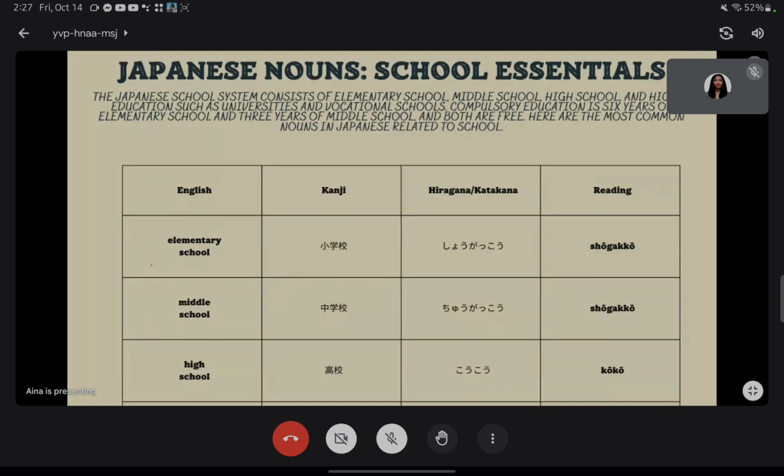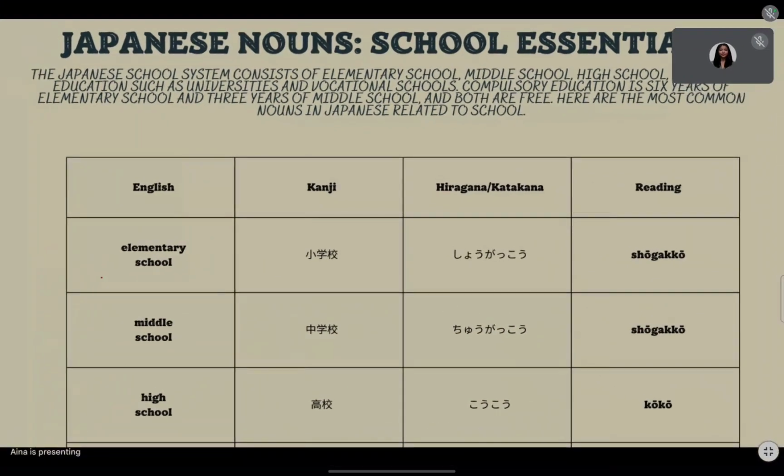For the school essentials. So the Japanese school system consists of elementary school, middle school, high school, and higher education such as university and vocational school. Compulsory education is 6 years of the elementary school and 3 years for middle schools, and both are free. So here are the most common nouns in Japanese related to school. So we have here the elementary school as shogakko. Shogakko. Middle school is chugakko.